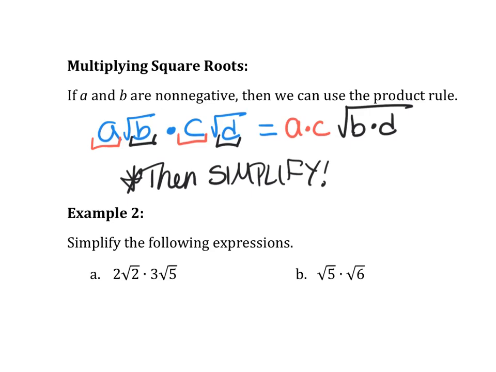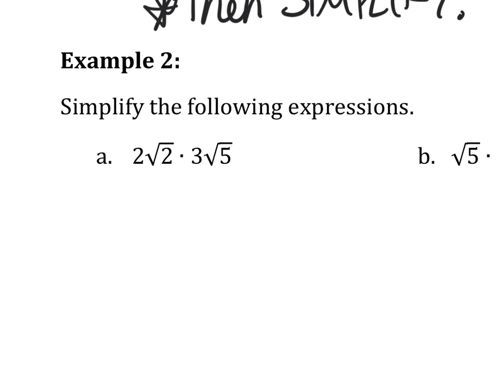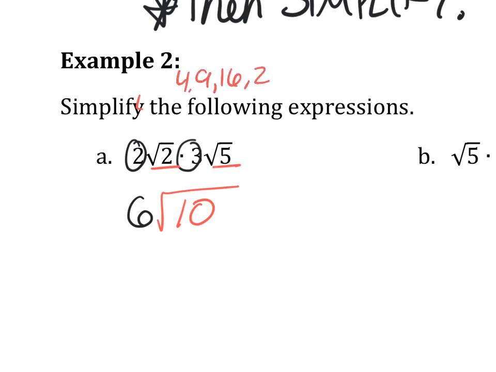Okay, so we look at example 2a. So multiplication, we can take our numbers out in front. 2 times 3 is 6. Then we take our numbers under the square root. 2 times 5 is 10. And then to see if we can simplify, we need to see if any of our perfect squares can go into 10, and none of them can, so that means this is simplified as much as we can go.